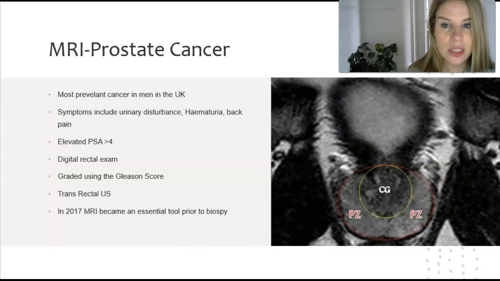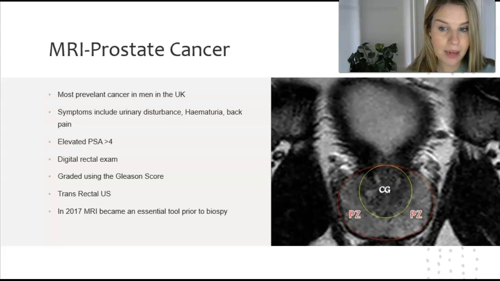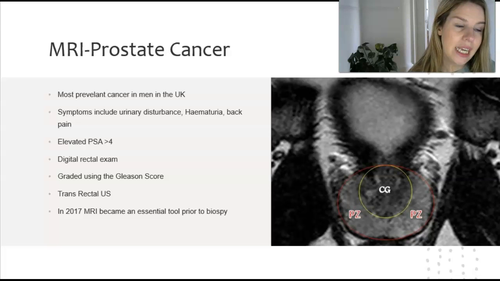Prostate cancer is one of the most prevalent cancers in the UK, and it is the most prevalent cancer in men. And symptoms really depend on the extent of the tumour. Some men will present having urinary disturbance, so not able to empty their bladder, or they're struggling to empty their bladder. They may have blood in their urine, or they may have back pain because the cancer has started to spread. They may also have an elevated prostate-specific antigen test. Anything greater than 4 on that test would be suspicious of a prostate cancer.